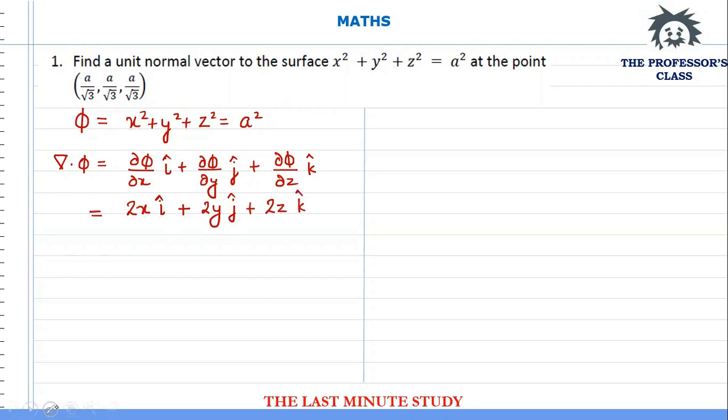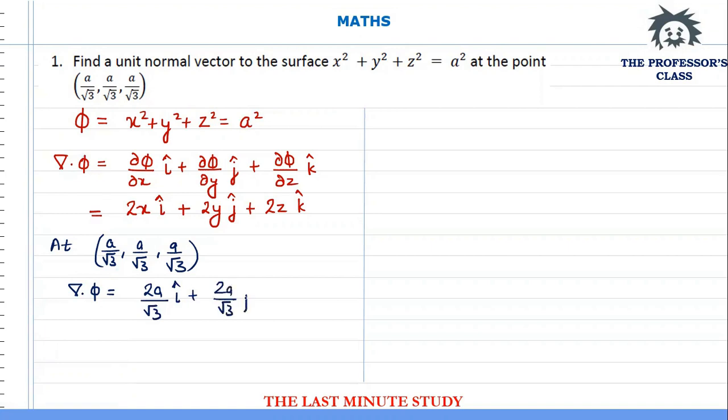Now at the given point, that is at point a by root 3, a by root 3, a by root 3, the value of this gradient will be equal to 2a by root 3 i plus 2a by root 3 j plus 2a by root 3 k. So this is the normal vector that I have obtained.